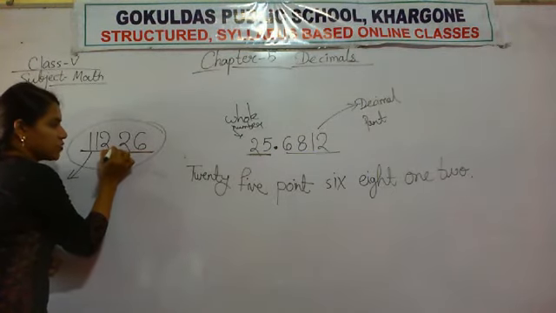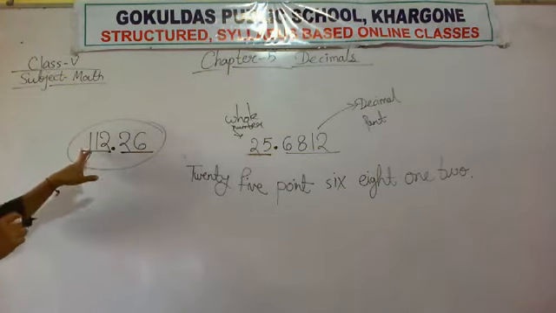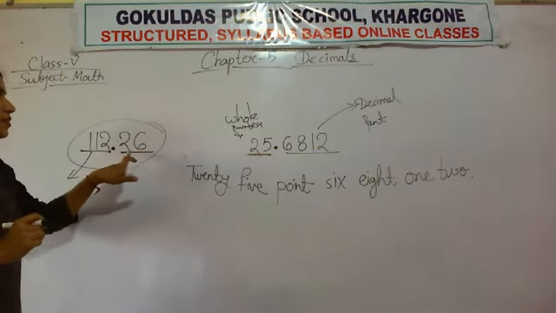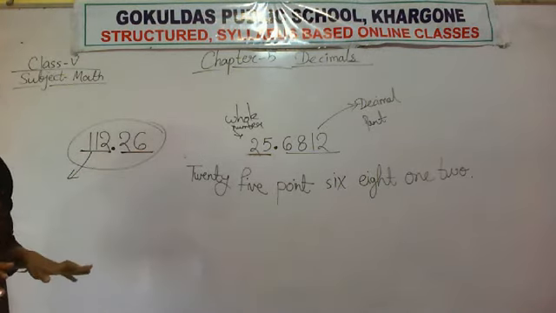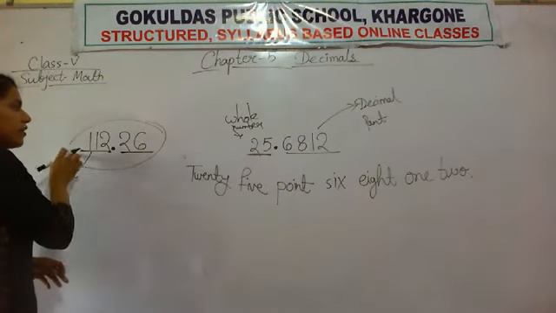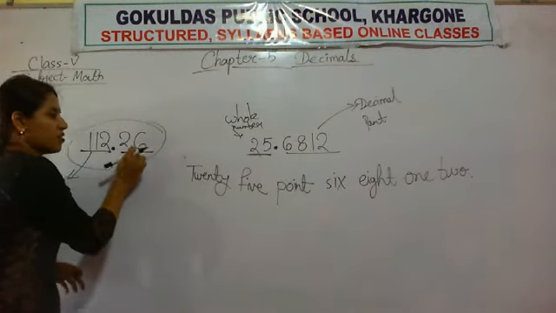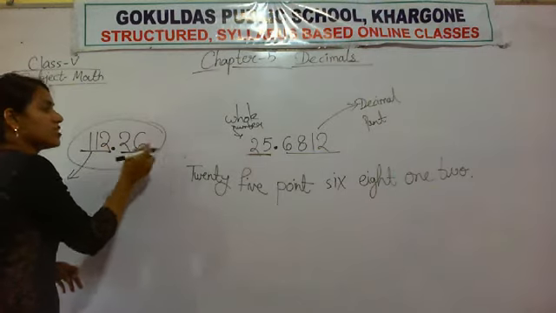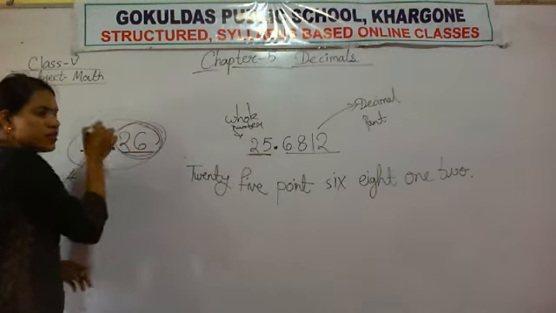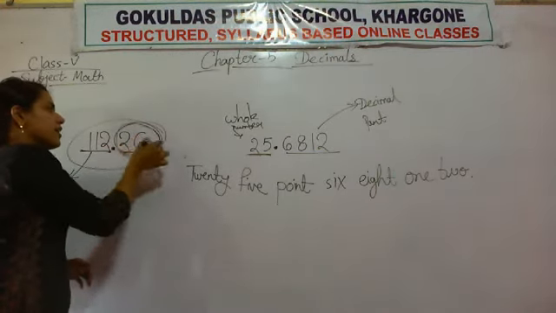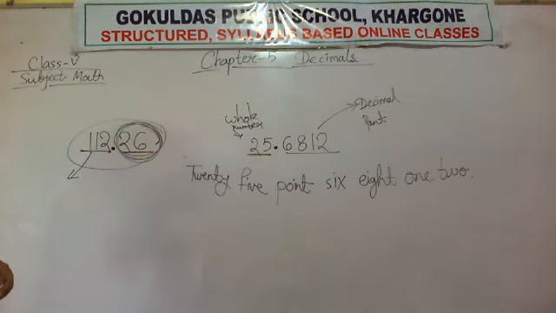Don't forget to read this decimal point. Reading 112.26 as one hundred twelve point twenty-six is the wrong way of reading a decimal. The decimal part is 26, right? So we read the decimal part as individual digits, separately.